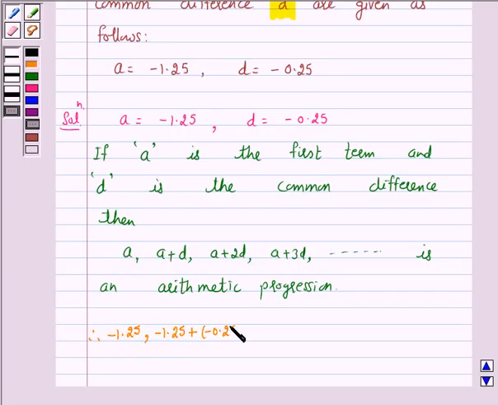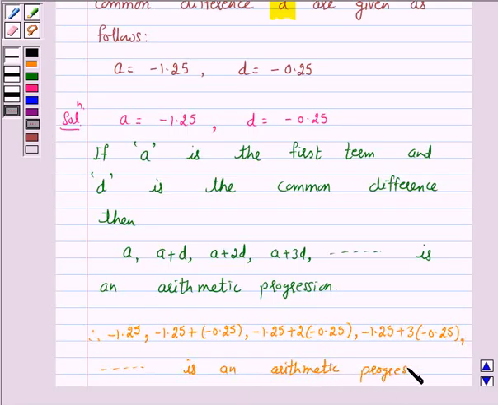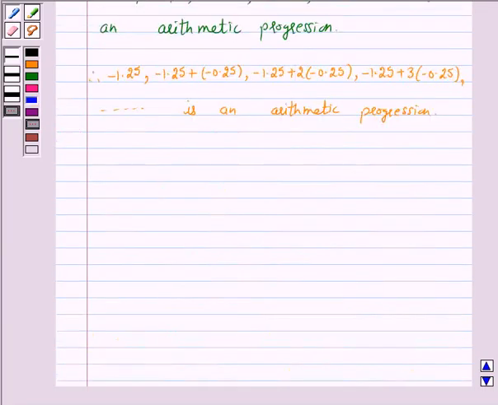Therefore, A, that is -1.25, A plus D, that is -1.25 plus -0.25, A plus 2D, that is -1.25 plus 2 into -0.25, A plus 3D, that is -1.25 plus 3 into -0.25, and so on, is an arithmetic progression.